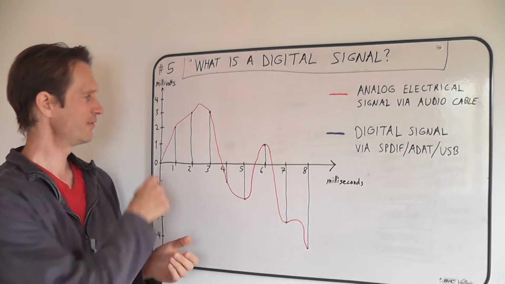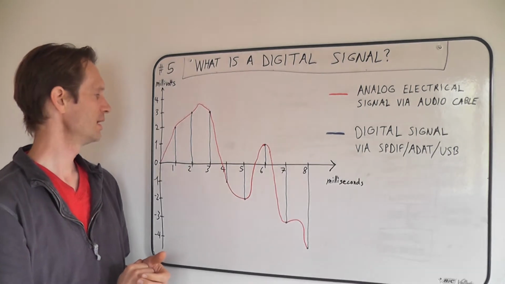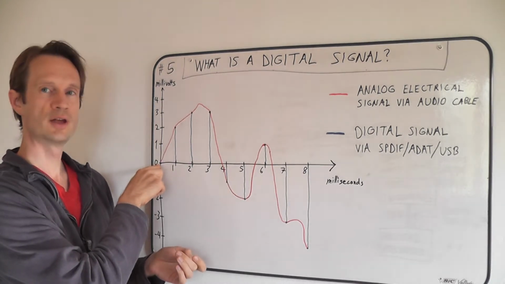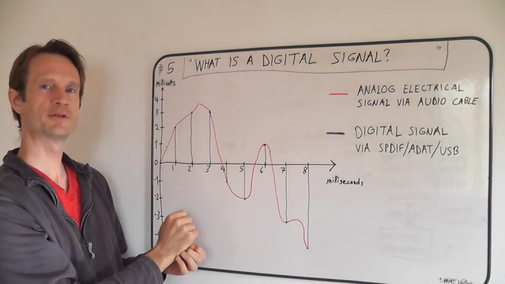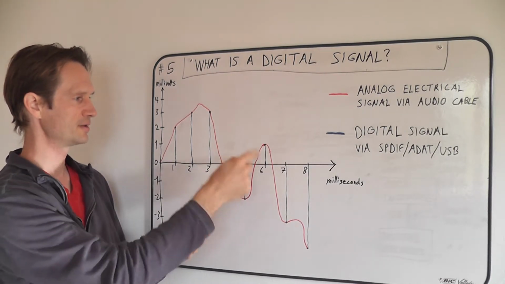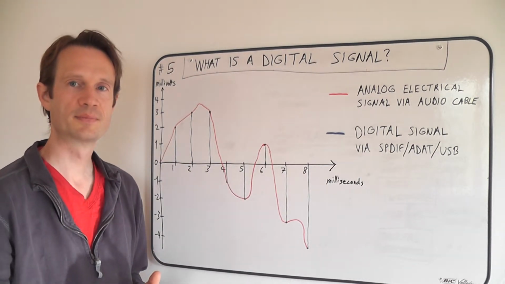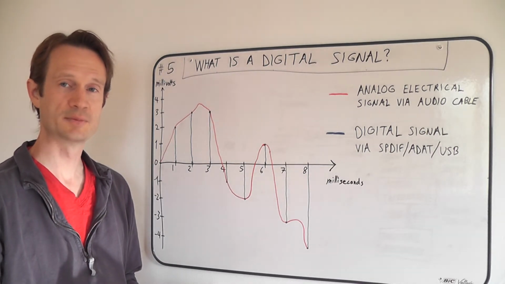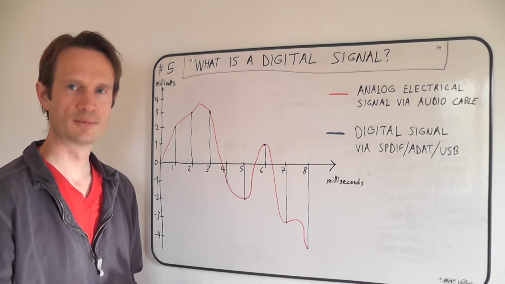So if this is your input signal and you're sampling every 1 millisecond, then you're only going to be sending to your computer the information 0, then 2 millivolts, then 3 millivolts, then 3 millivolts, then minus 1 millivolts, then minus 2 millivolts, etc. So you can see that we've reduced the amount of information in a digital signal very, very substantially, which makes it easier to manipulate and easier to store.